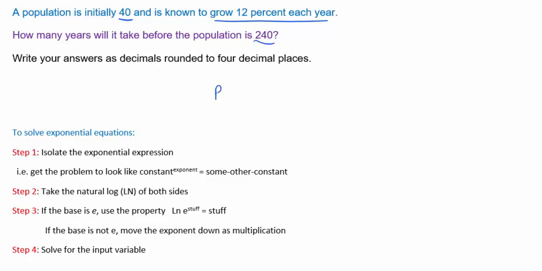So I'm going to write a population model. I'll call it P of t. The population starts at 40. To get it to grow 12% per year, my b value will be 1.12. I'm going to use the variable t as an input variable because it represents time. Now the question is, how many years will it take before the population, the output variable, reaches 240? So I'm going to replace P of t with 240.